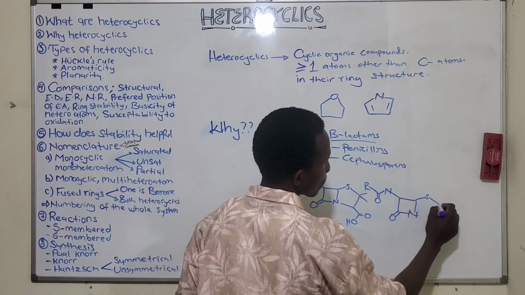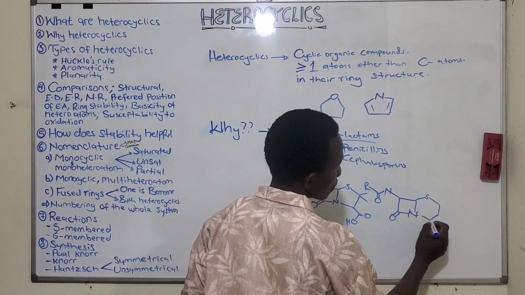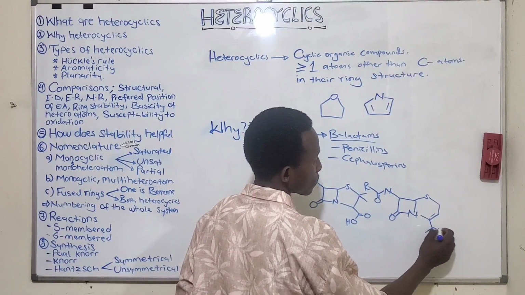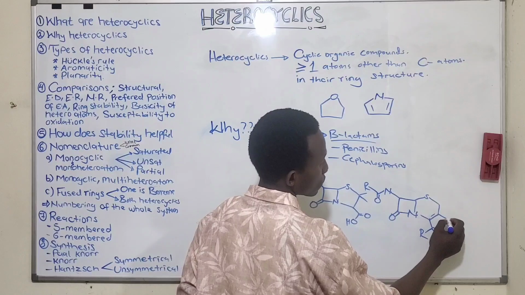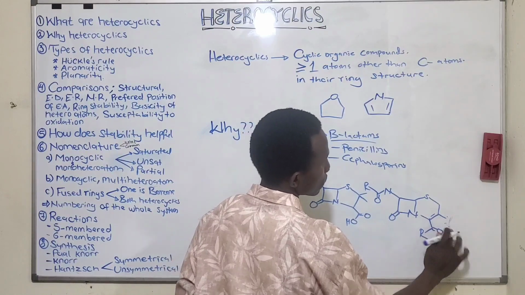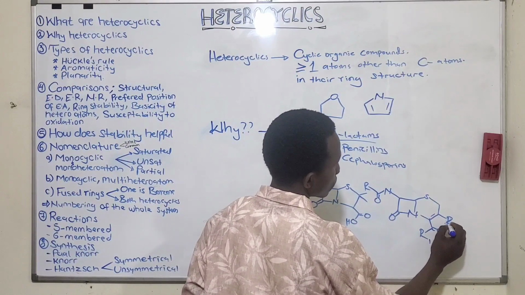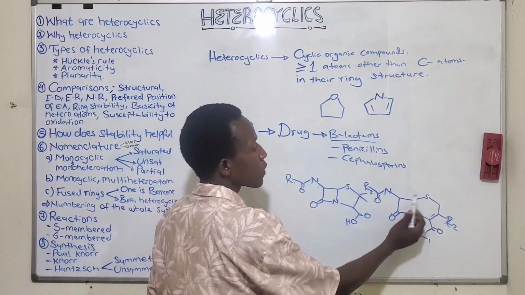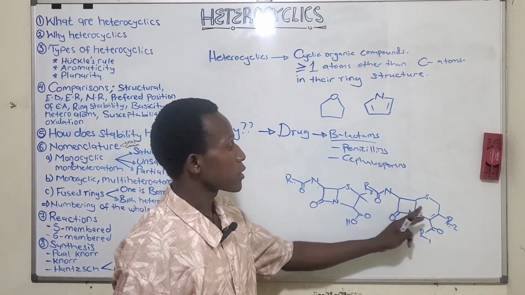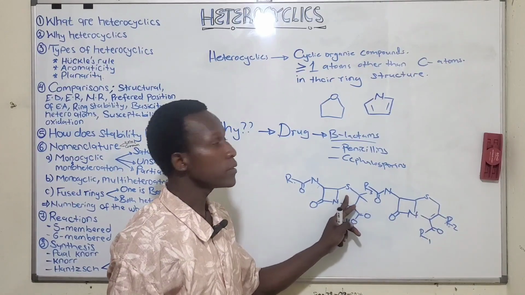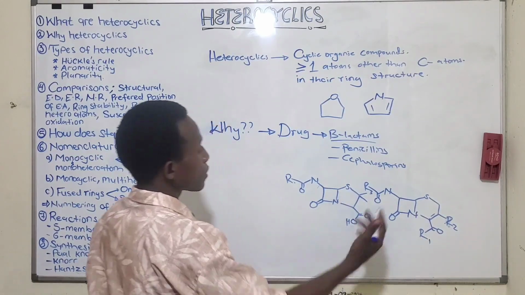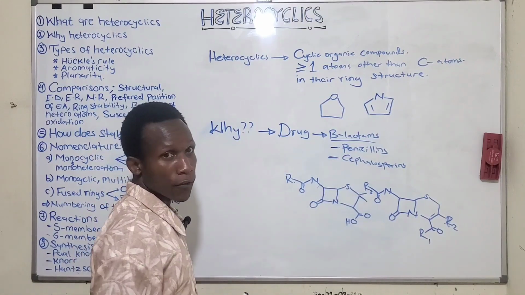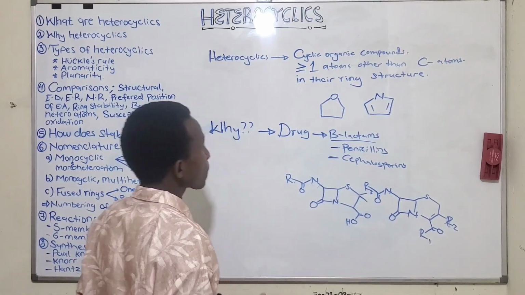For cephalosporins, this is the basic structure. So these are heterocyclics. This is a 6-membered ring, and this is a 5-membered ring. Now, other drugs, for example, the azole antifungals, have heterocyclics.